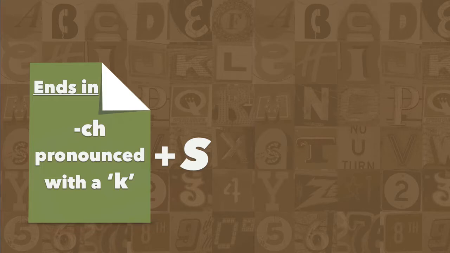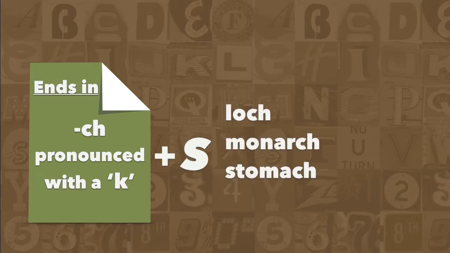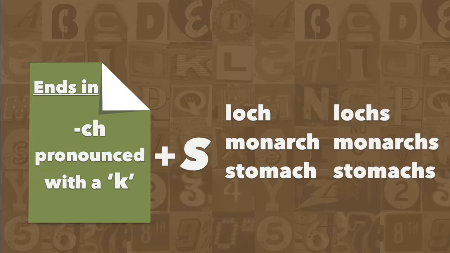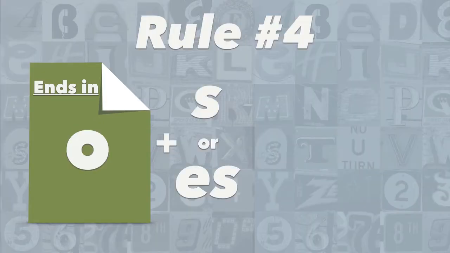But wait, again, be careful if a noun ends in a CH, but it's pronounced with a K. If this happens, you only add S. Examples are not that common, but here are a few. Lock, monarch, stomach. We add simply an S, otherwise it would sound strange. Locks, monarchs, stomachs.